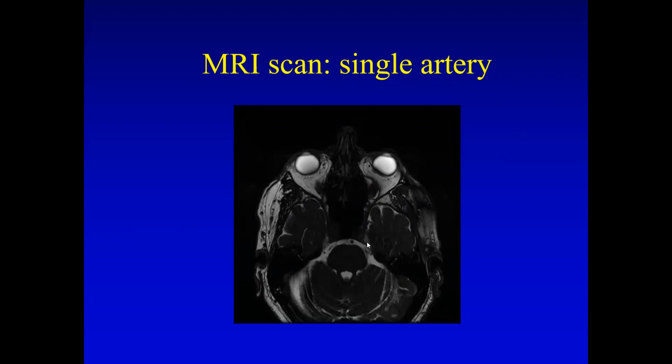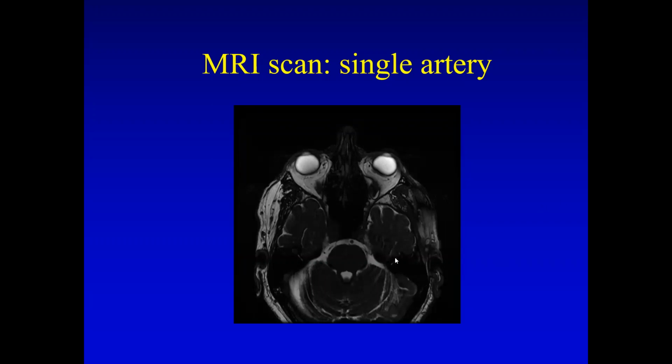So the left trigeminal nerve is right here. This is the brainstem. This is where the trigeminal nerve comes out right here, and it travels forward up to this region where it then goes outside of the skull to the face. But there's a single blood vessel crossing the trigeminal nerve shown here. So this is an MRI scan example of a single artery.